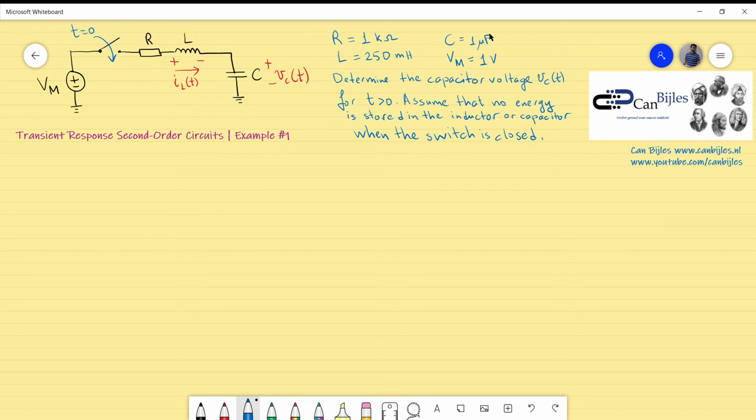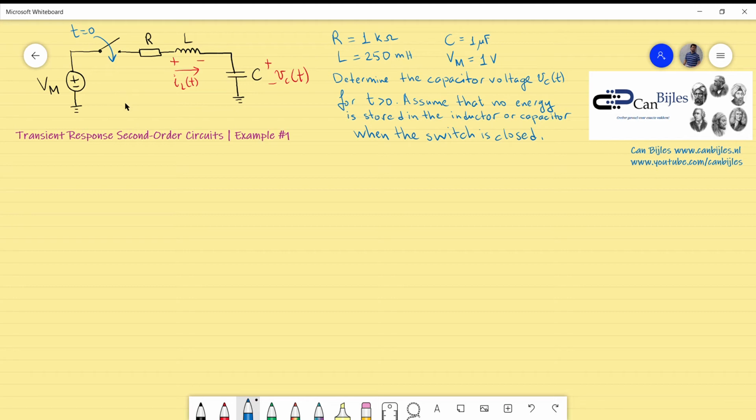The values of the components are shown here on the right, and the voltage source has a voltage level of 1 volts. Okay, so what's the question in this case? The question is determine the capacitor voltage VC for time larger than 0, and we assume there is no energy stored in the inductor or the capacitor when the switch closes. So the initial conditions are clear for the analysis.